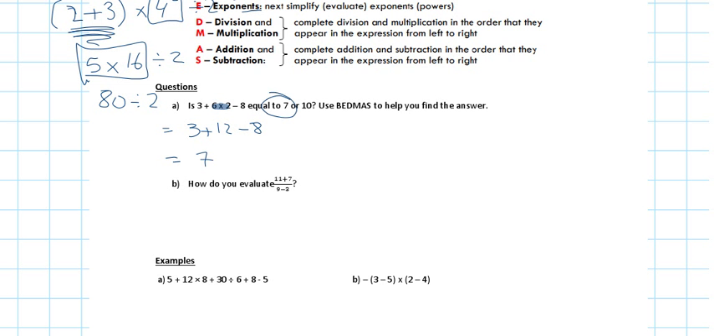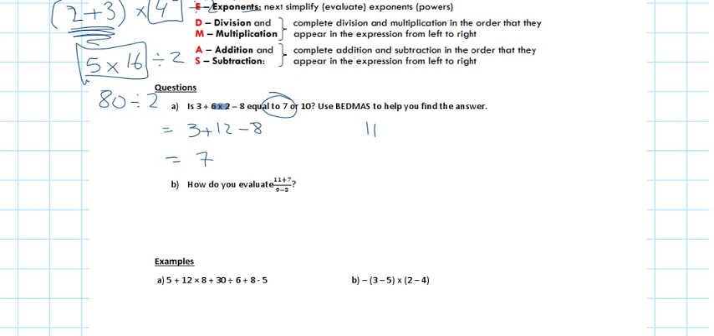Okay? Now let's see if I did not follow BEDMAS. Don't do that. If I don't follow BEDMAS and I follow from left to right, 3 plus 6 is 9. I have 9 times 2 minus 8. 9 times 2 is 18, minus 8. 18 minus 8 is 10. Now, you see that if you don't follow BEDMAS, you're going to get the wrong answer. So that's why it's important to follow BEDMAS.